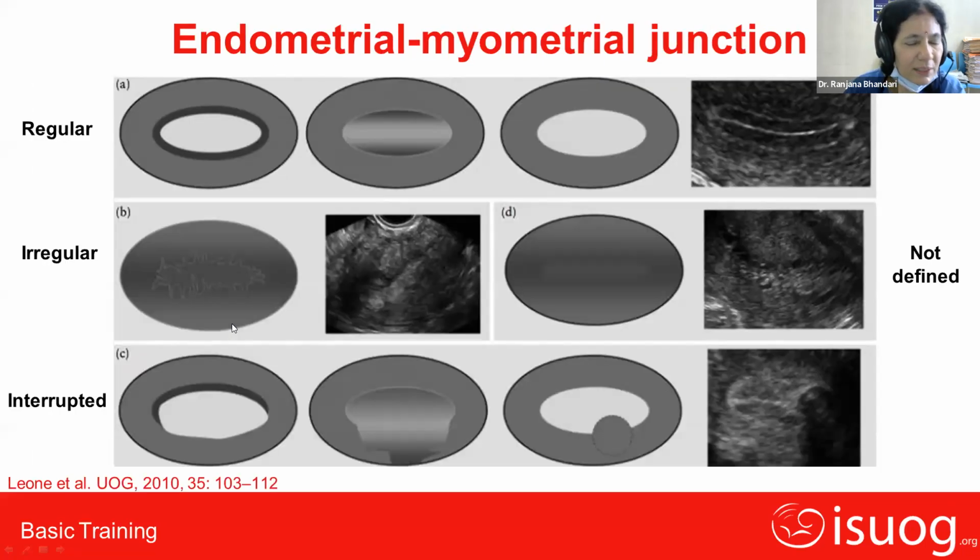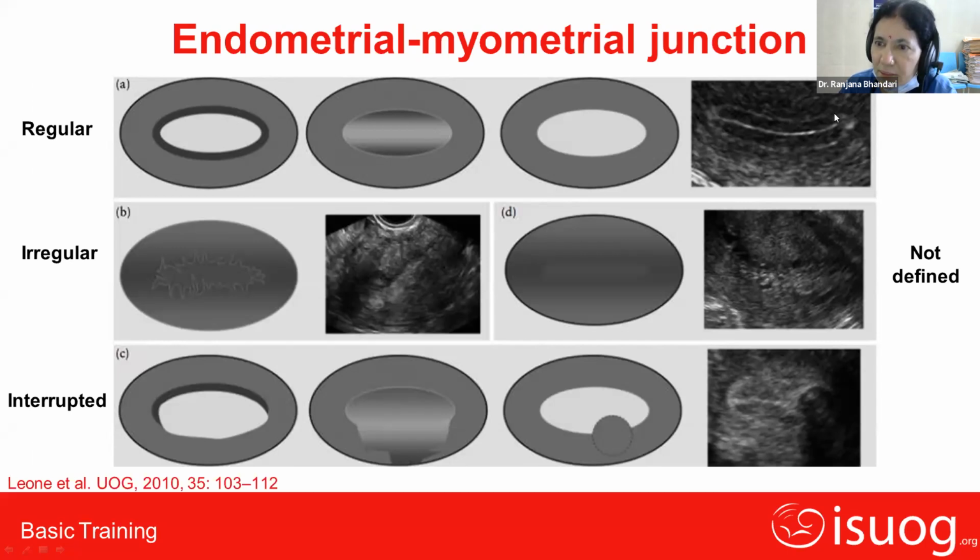So the first point was how to do thickness. The second point was how to do echogenicity. Now our third point is the endometrial myometrial junction. This is the endometrium, and this is the myometrium. I should show this in this figure. This whole is the endometrium and this is the myometrium.